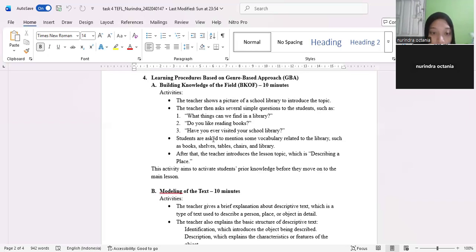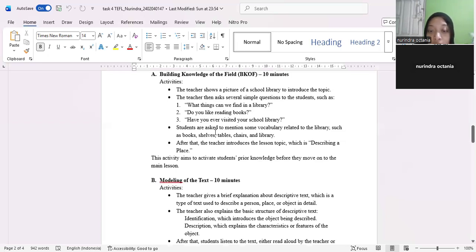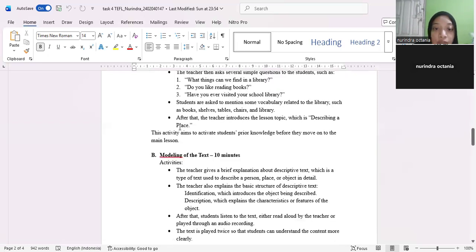And then students are asked to mention some vocabulary related to the library, such as book, shelves, tables, chairs, and library. After that, the teacher introduces the lesson topic, which is describing a place. This activity aims to activate students' prior knowledge before they move on to the main lesson.